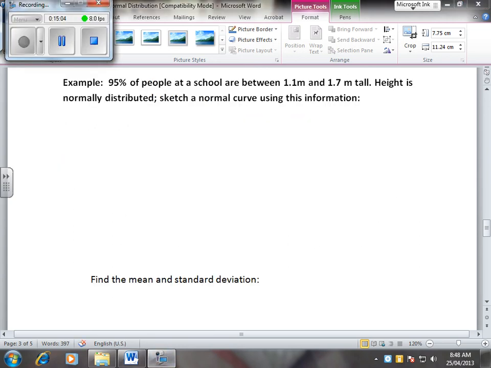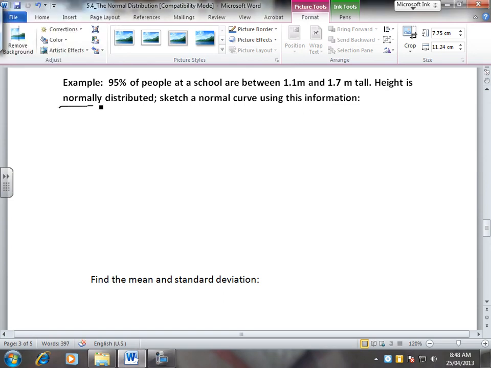Okay, so let's now try constructing our own standard normal distribution, or bell curve, with the information that we're given. 95% of people at a school are between 1.1 meters and 1.7 meters tall. Height is normally distributed, and so this tells us we're good to go drawing a bell curve and using bell curve information. Sketch a normal curve using this information.